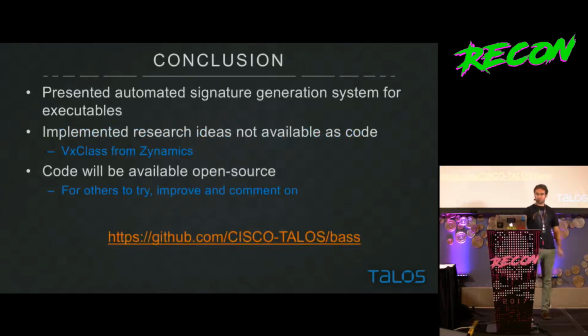So we presented you an automated signature generation system for executables. And the cool thing about this is that we implemented a lot of research ideas that have been around, but were not available as code. A huge inspiration for us has been VX Class from Zynamics, but then Zynamics got bought by Google and VX Class disappeared, so it's not available anymore.